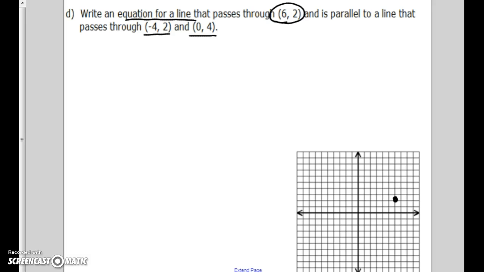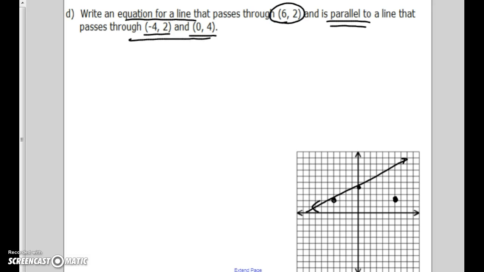6, 2 would be right about here. And I want a line that is parallel to a line that passes through these other 2 points. Well, I can graph those other 2 points. Would be here and 0, 4. And so here's my original line that passed through those 2 points.